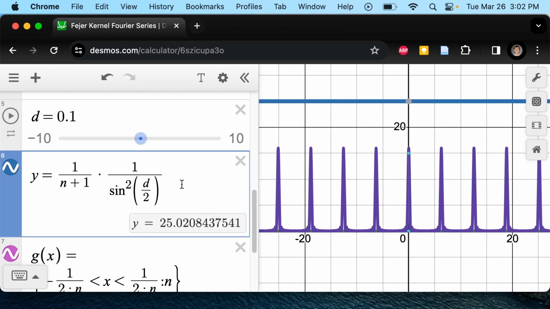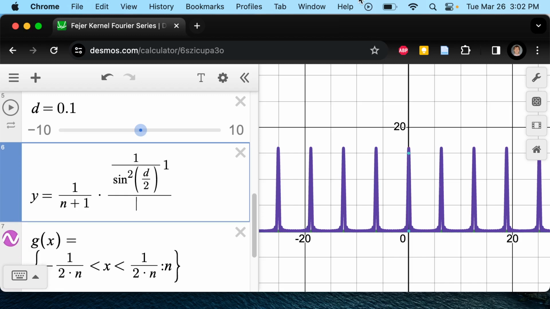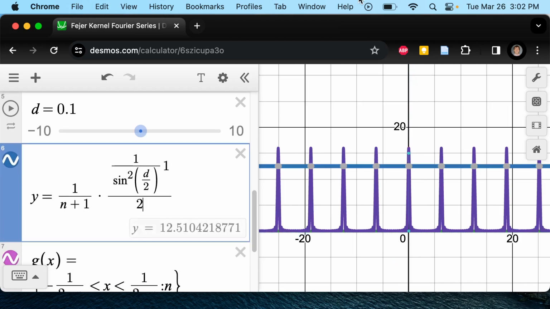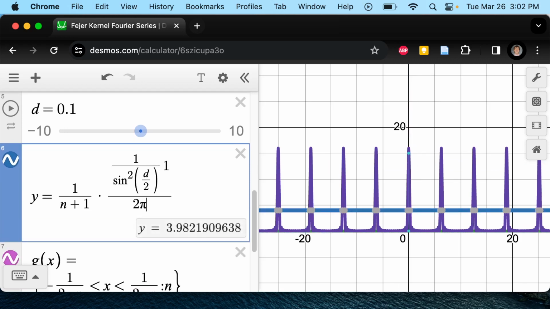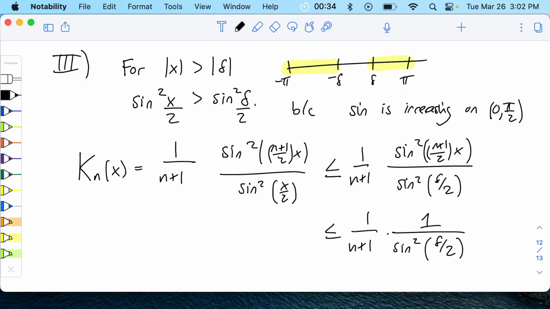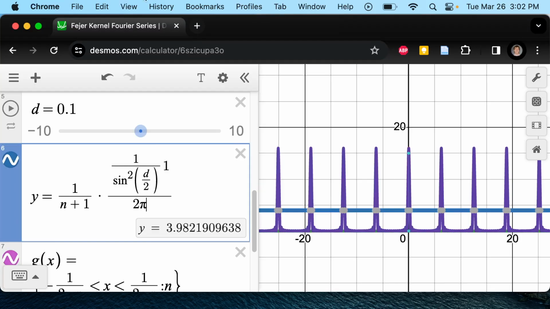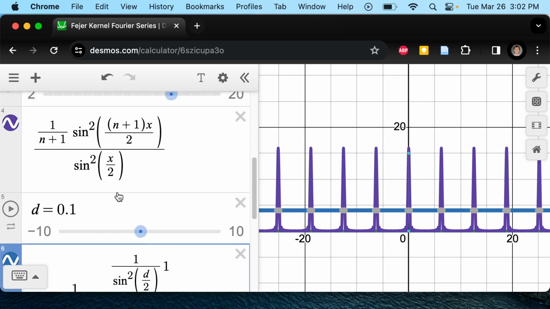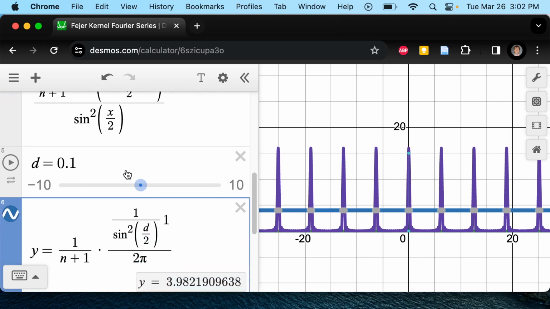Am I forgetting something? I'm forgetting a 1 over 2 pi. Am I? Let's go look. Sine squared? No, there is no 1 over 2 pi. Oh, okay, yeah, there is a 1 over 2 pi because I probably didn't write a 1 over 2 pi in Desmos. It's equal to that.